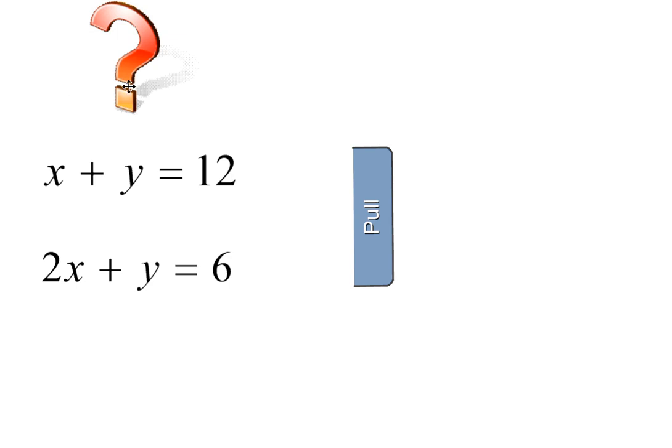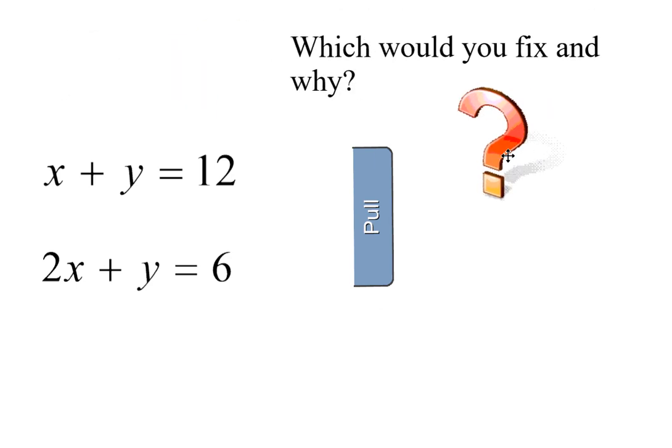Now, the question I'm going to ask, which would you fix and why? We have multiple answers that we can go with here. Think about it. Now, this one's not as simple as the other one where we have opposite signs and it makes it very obvious. We can decide to get rid of the x's or we can decide to get rid of the y's. I try to do as little work as possible. So I think I'm going to try and get rid of the y's.